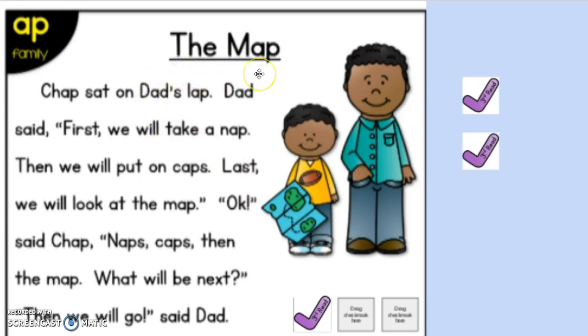The map. Chap sat on Dad's lap. Dad said, "First, we will take a nap. Then, we will put on caps. Last, we will look at the map." "Okay," said Chap. Naps, caps, then the map. What will be next? Then we will go, said Dad.